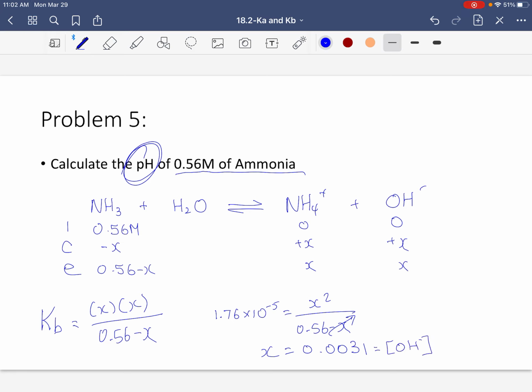But that's not what we want. We want pH, so that means we're going to find the pOH, and that's negative log of 0.0031. So what would that be? That's going to be 2.51. pH is going to be 14 minus 2.51. That will be 11.49. Definitely a number representing a weak base.